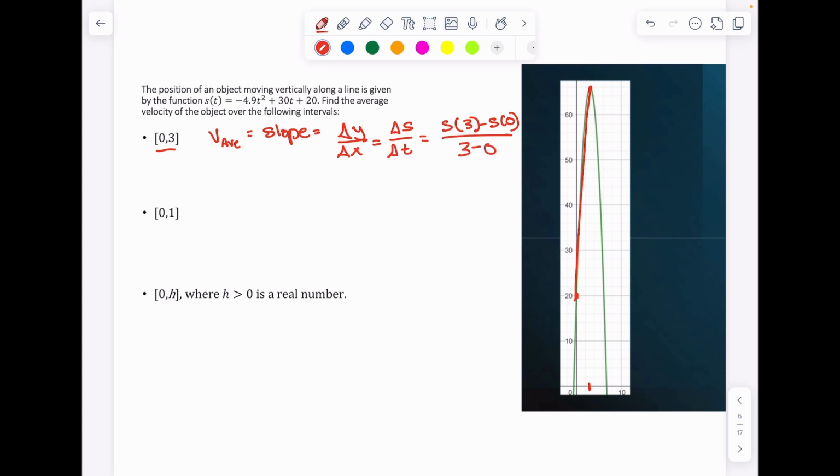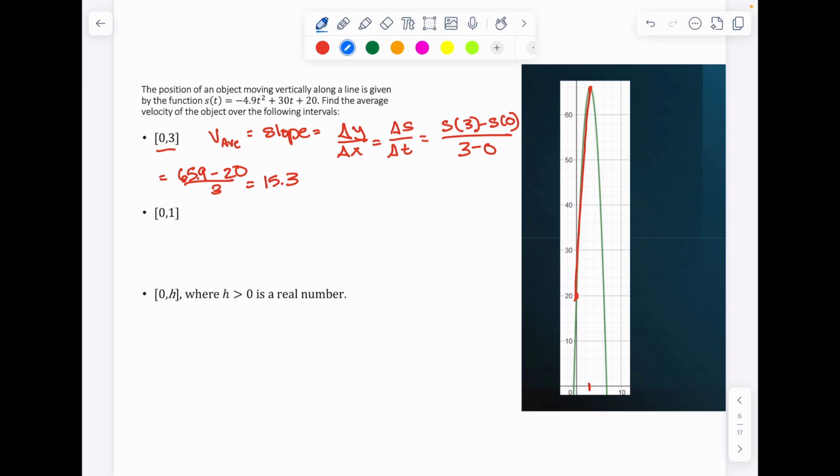And so we can plug in these values, and we can see our s of 3 corresponds to 65.9. Our s of 0 is 20, and that's all over 3. And we're going to get 15.3. Now in this particular case, this problem hasn't given us specific units. We can make some assumptions just based on what we know of gravity, but I'm just going to leave units blank because we weren't given the units up front.